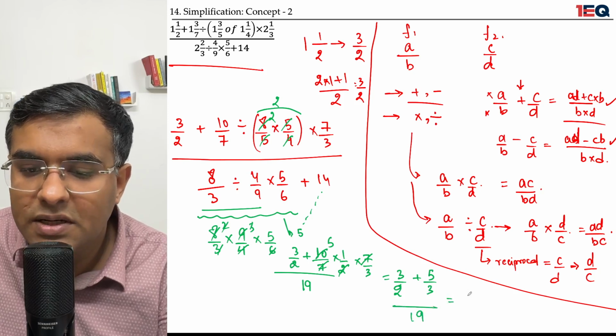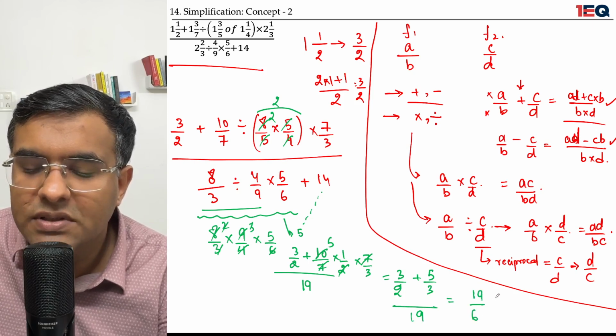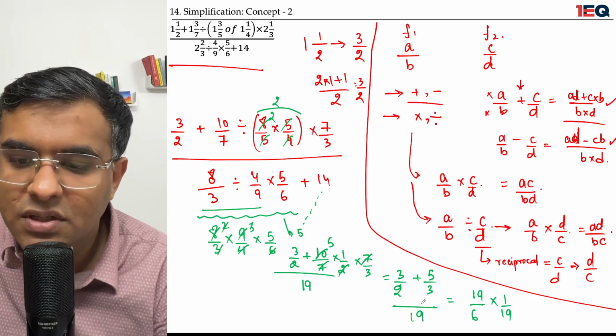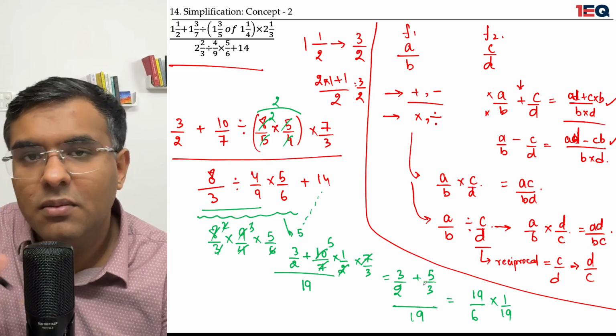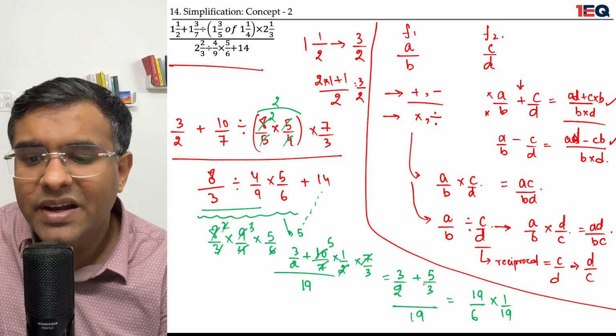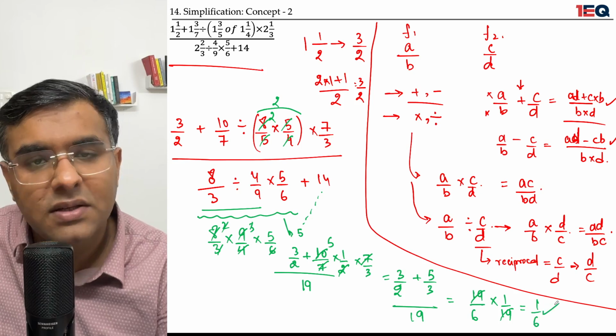This gives me 6 in the denominator and 19 in the numerator. So 19 upon 6 multiplied by 1 upon 19. This 19, I've written it as if it was in division, so this division can be carried forward into 1 upon 19. We are still dividing the same numbers. So 19 would be cancelled with 19, and my final answer would come out to be 1 by 6.